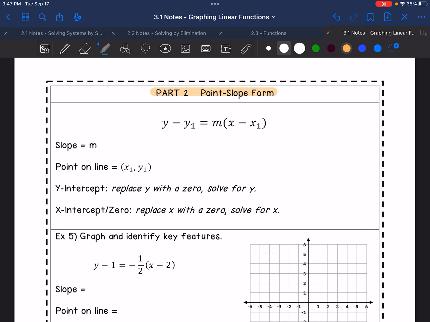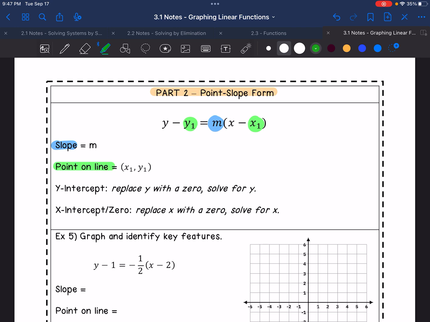So point slope form looks different than slope intercept form. In slope intercept form, we could see the slope and the y-intercept by looking at our equation. With point slope form, you can see one of your points and the slope. Looking at this, of course, the m is our slope. It'll be out there as what needs to be distributed to the parentheses. And then your point is this x1, y1.